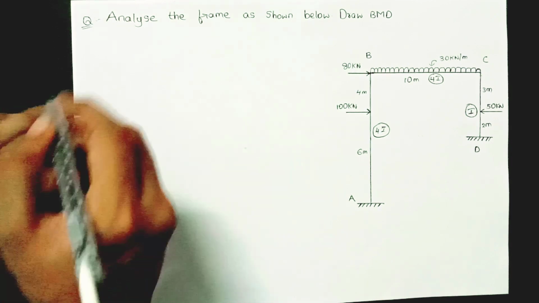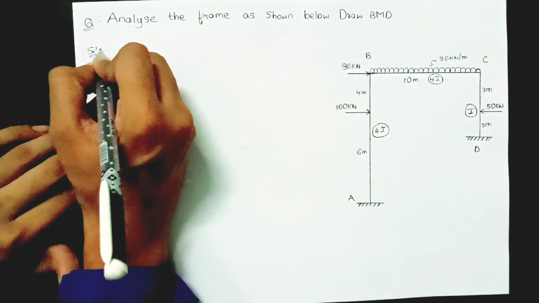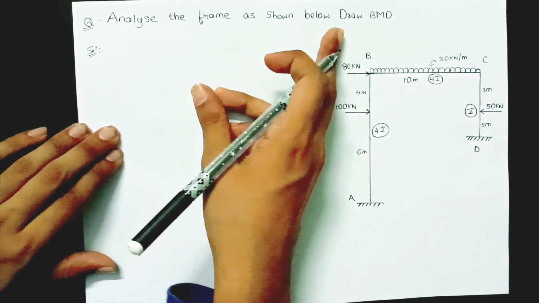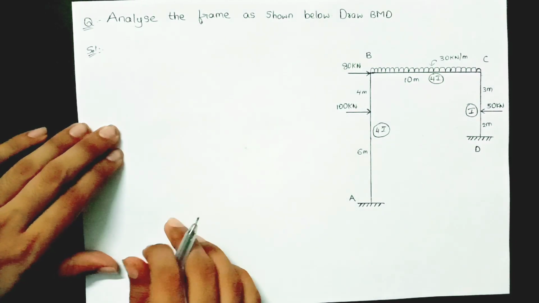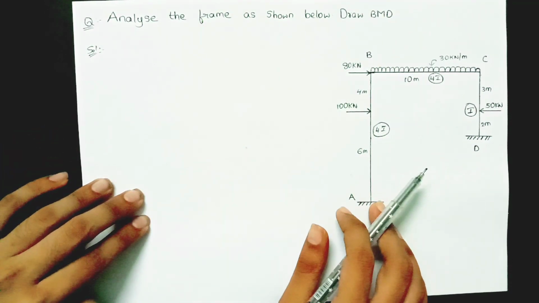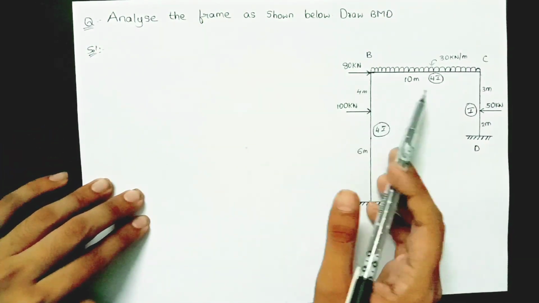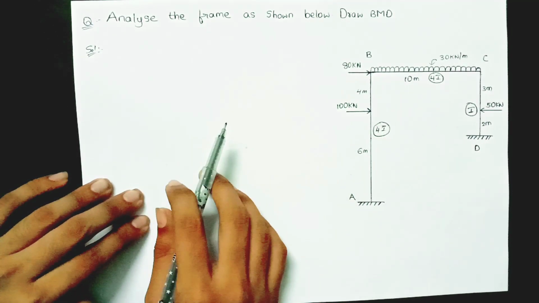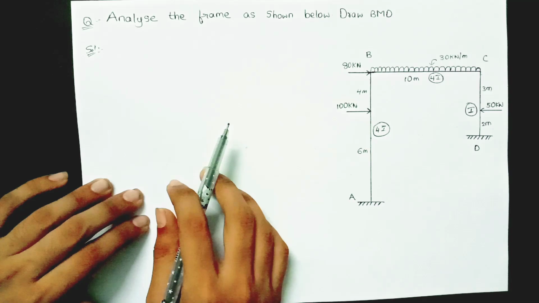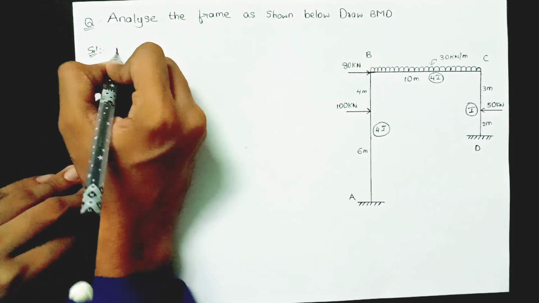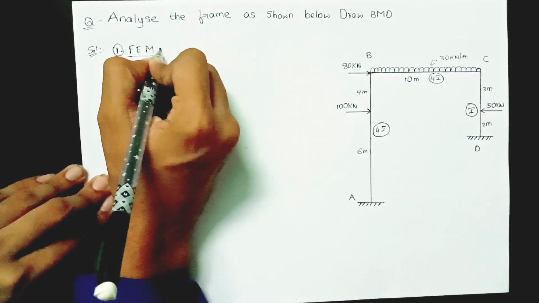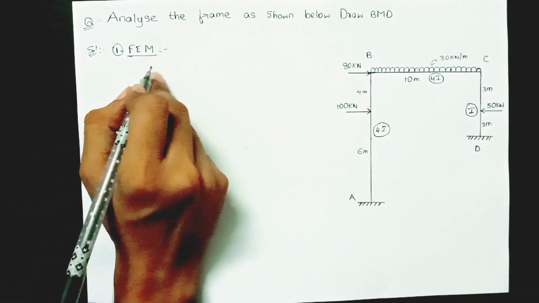As per the procedure, as you can see, it is asked to analyze the frame as shown below and draw the bending moment diagram. This is the frame which is given, and it consists of certain loads such as concentrated loads and UDL on each member. So we have to calculate the moments in each member. As per the procedure, the first step is calculation of fixed end moments. I am writing it shortly as FEM, fixed end moments.